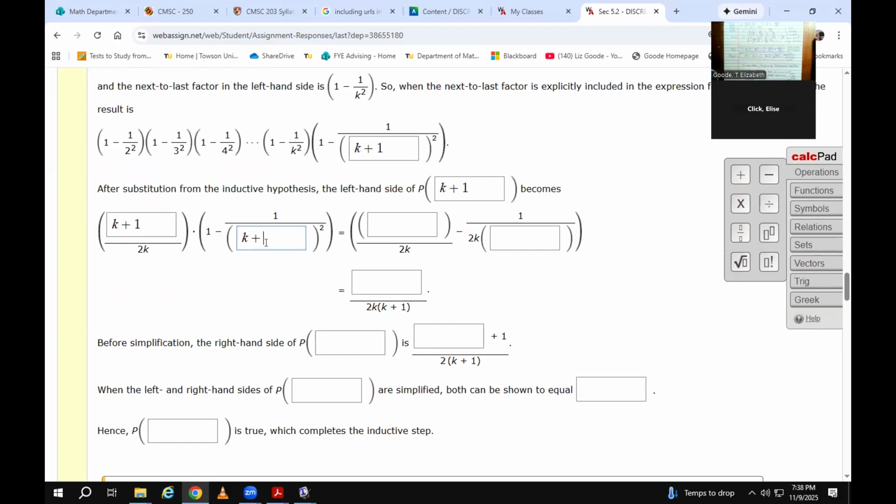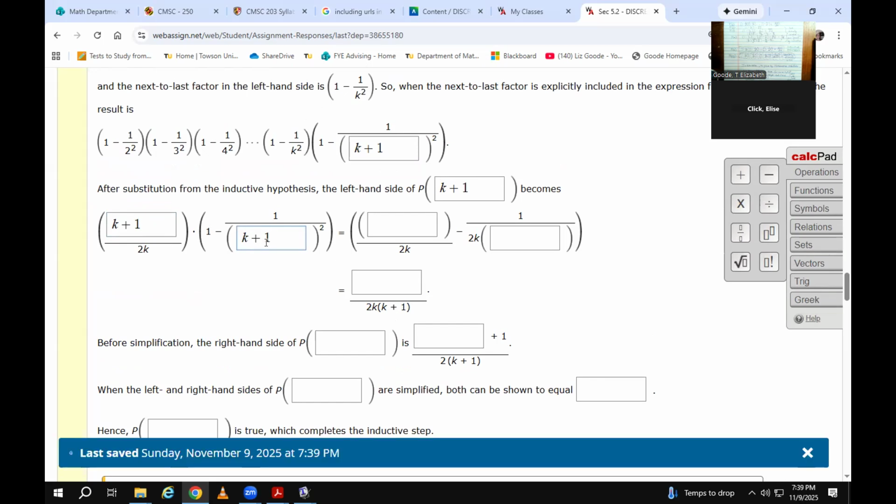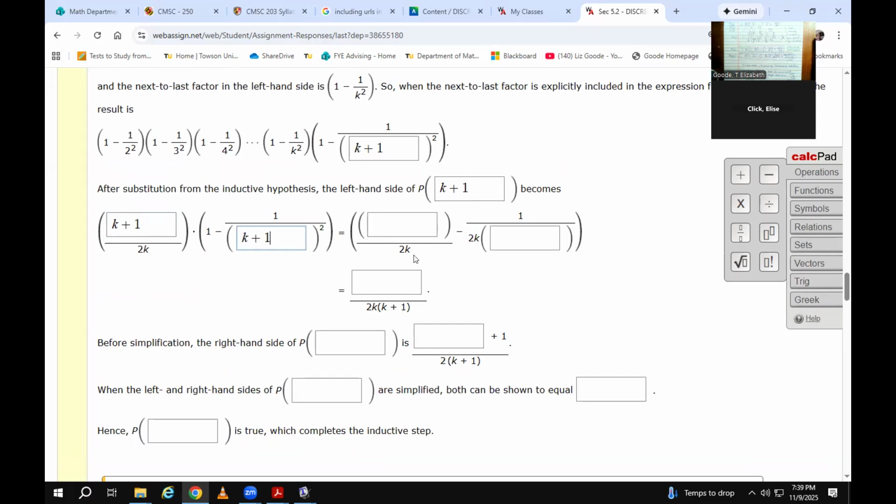It is, because that's what we call the broken off factor. It's that k plus first factor. It's a factor since this is a product. It would be called a summand or a term if this was a big sum. But this is a product. And now they want us to do some algebra.